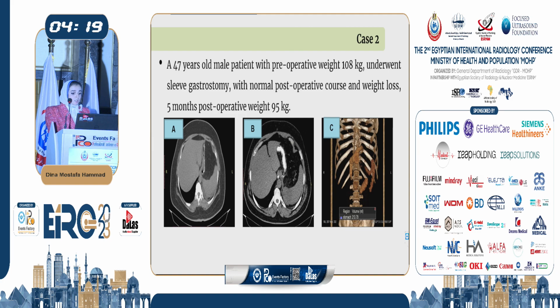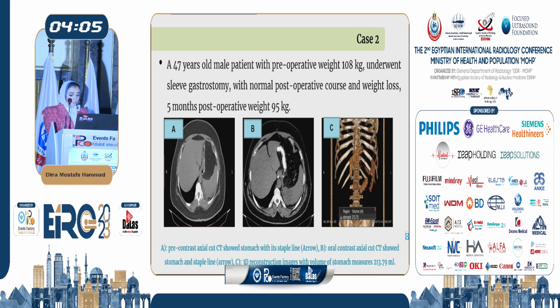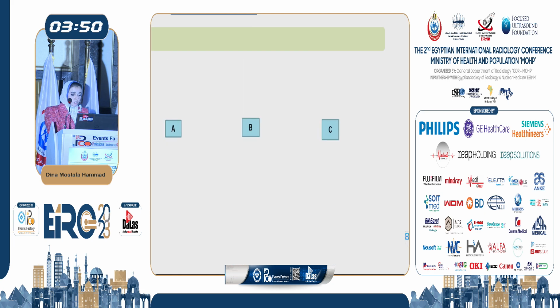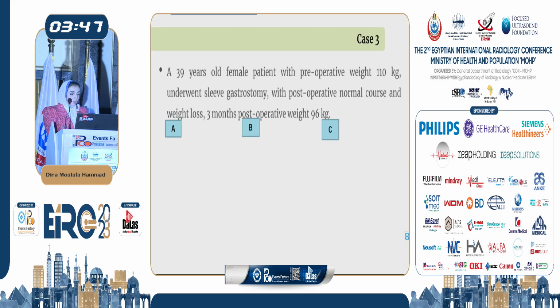Case number 2, a 47-year-old male patient with a preoperative weight of about 108 kilograms underwent sleeve gastrectomy with a normal post-operative course and weight loss. Post-operative weight after 5 months was about 95. Picture A shows a pre-contrast axial cut CT image with its staple line. Picture B shows the oral contrast axial CT cut, and C shows a 3D reconstructed image with the volume of the stomach. It was also a normal course of operation.